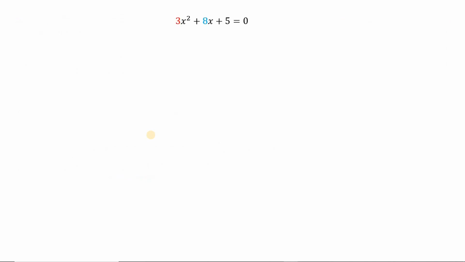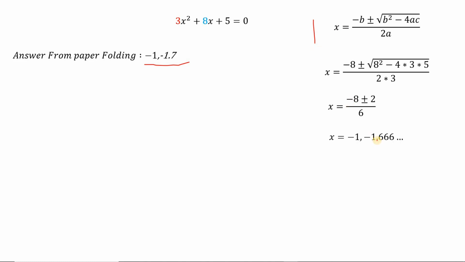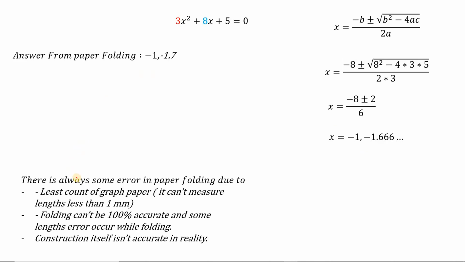But you might have some question, because the answer that we get from paper folding is -1 and -1.7, but by using real algebra we get the result to be -1 and -1.6667. So are we doing something wrong in origami? The answer is there is always some error in paper folding.